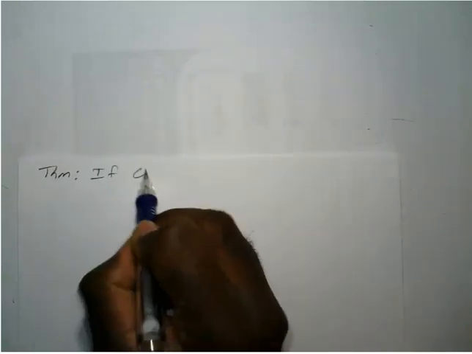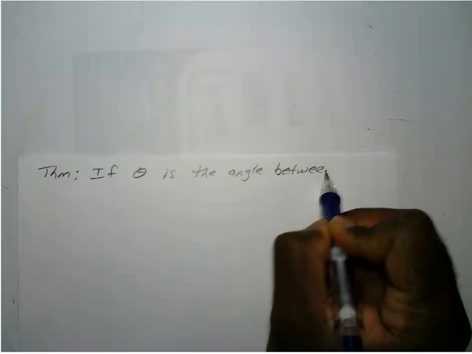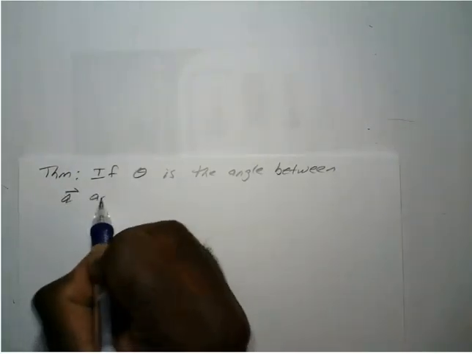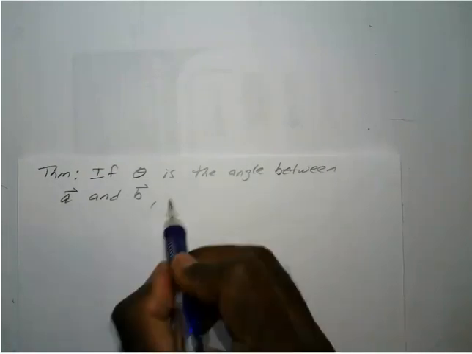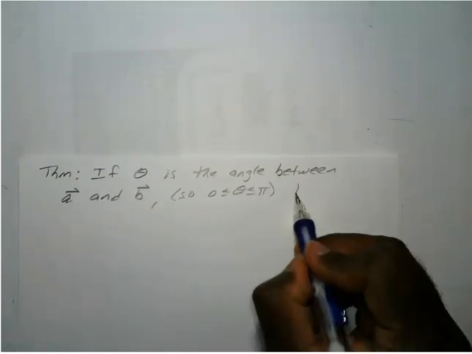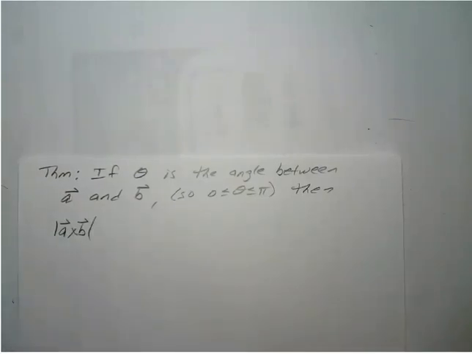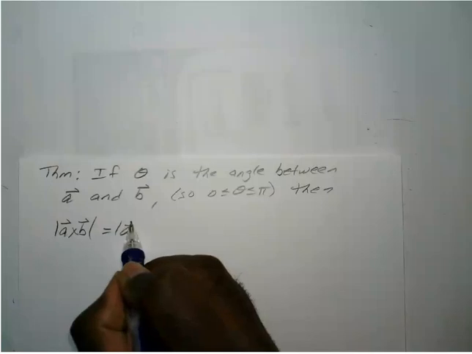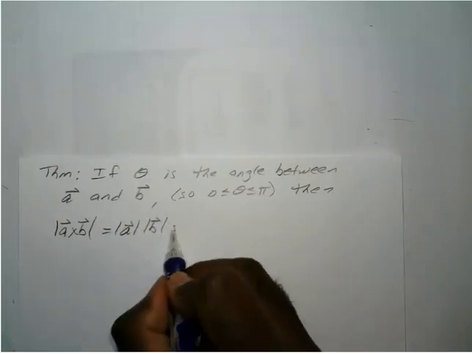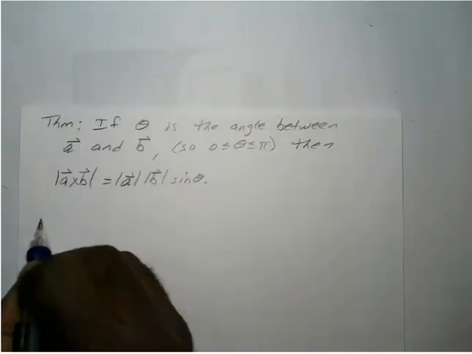All right, so for this quick proof, we'll say if theta is the angle between our A vector and our B vector. Of course, that means theta is between 0 and pi. Then the length or magnitude of the cross product of A and B is equal to the magnitude of A times the magnitude of B times sine of theta. All right, so we're going to do a quick proof of this one.